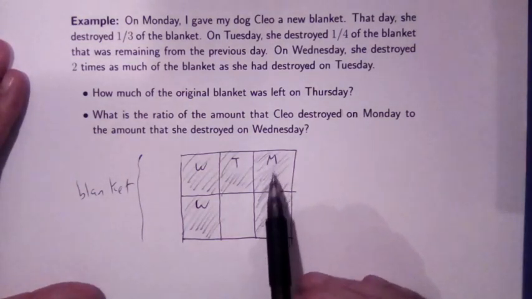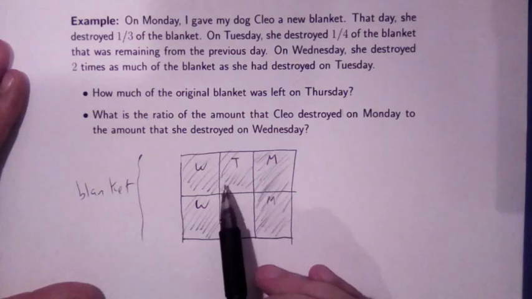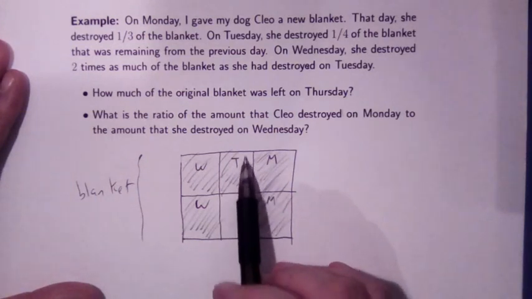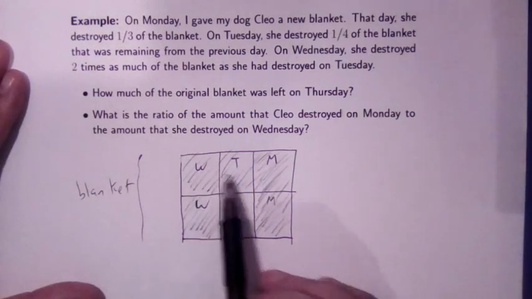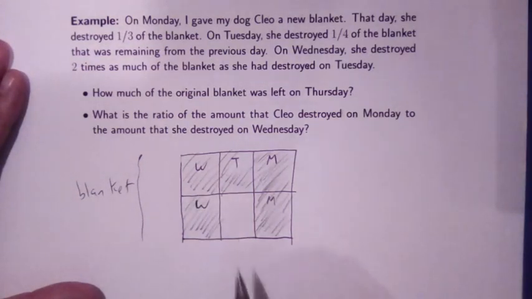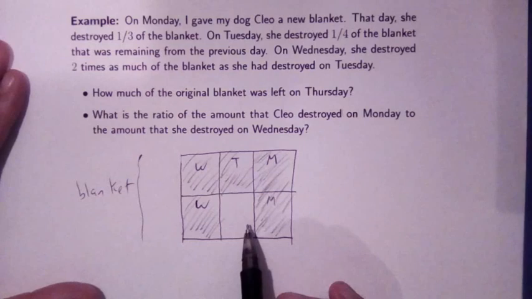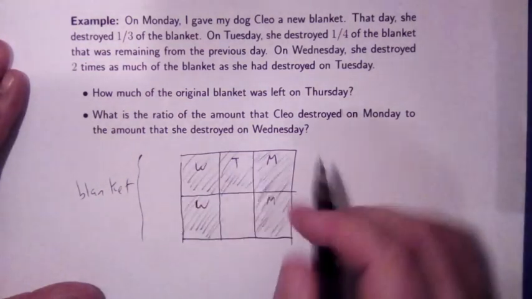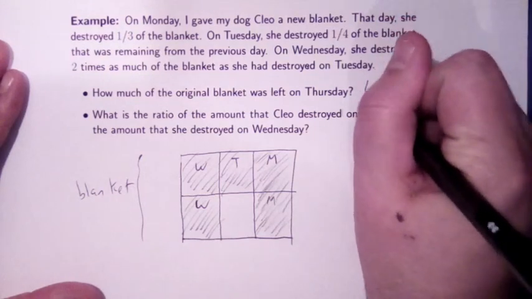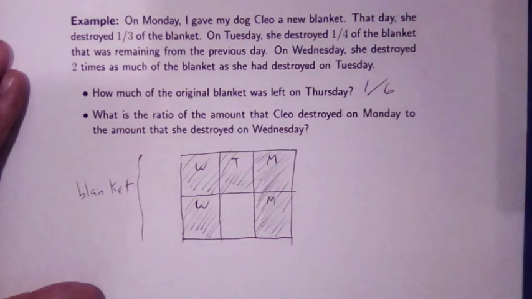On Monday, she destroyed 1/3 of the original blanket. On Tuesday, she destroyed 1/4 of what was left over. On Wednesday, she destroyed twice as much as what she destroyed on Tuesday. And now what remains is just 1 little square. 1 little square in the blanket that was divided into 6 pieces, or 1/6 of the original blanket is left for Thursday.